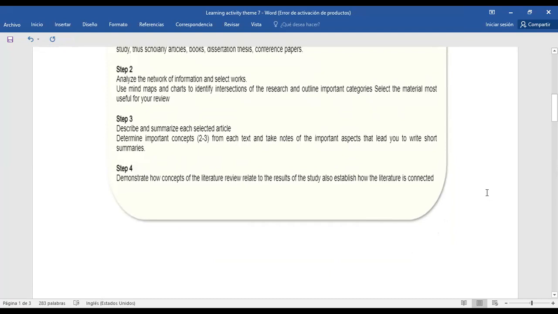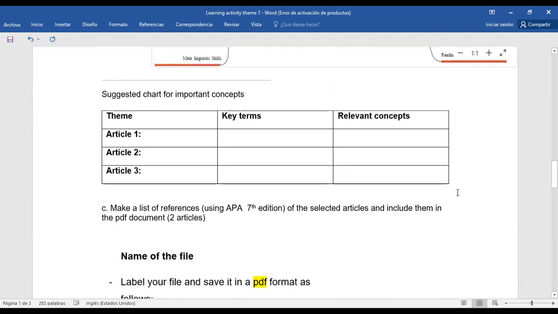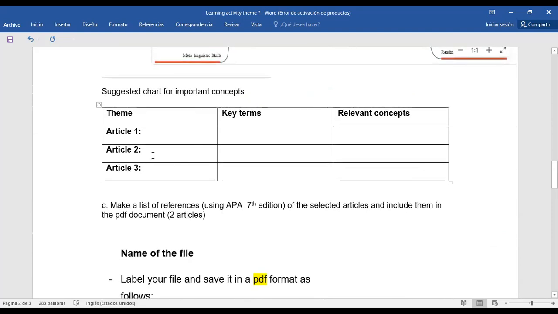No, 3. Okay. Describe and summarize each selected article. Determine important concepts, 2 or 3 from each text, and take notes of the important aspects that led you to summarize. Short summaries. Your summary. Okay, let's see. I include a chart for that. For example, how we are going to see the important concepts.